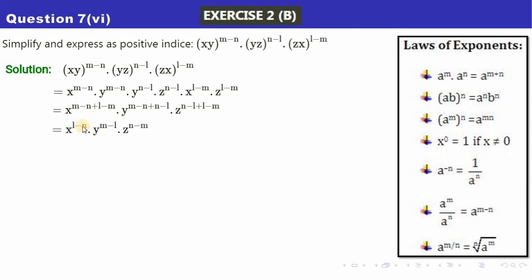So this minus n will go to the denominator, becomes x to the power n. Similarly, this goes down, becomes y to the power l, and this z to the power minus m goes to the denominator, becomes z to the power n. Okay, so this is my answer for this particular question.